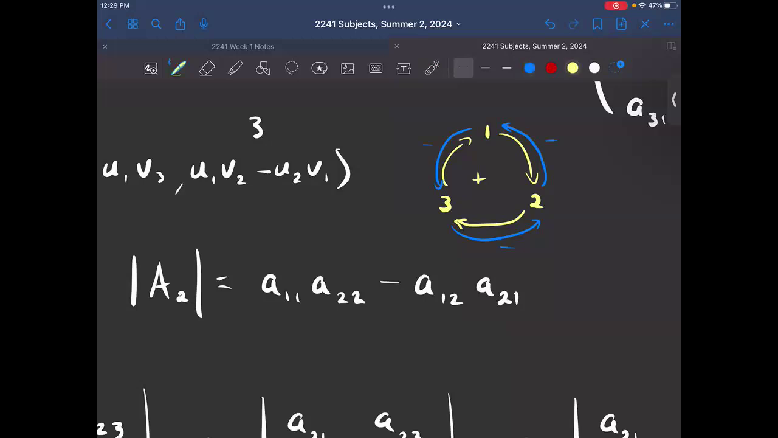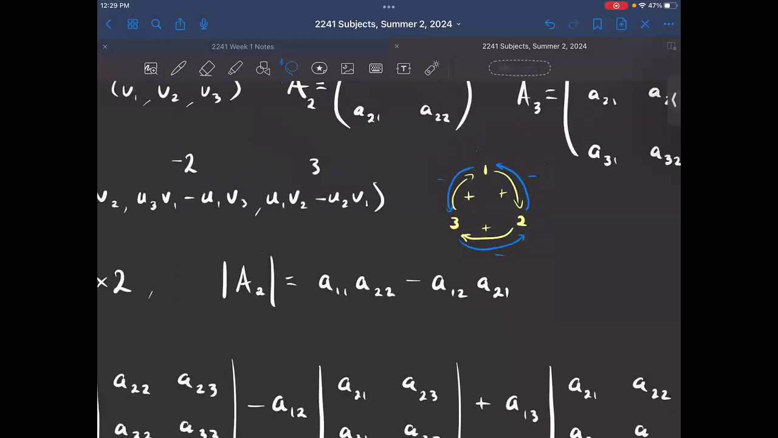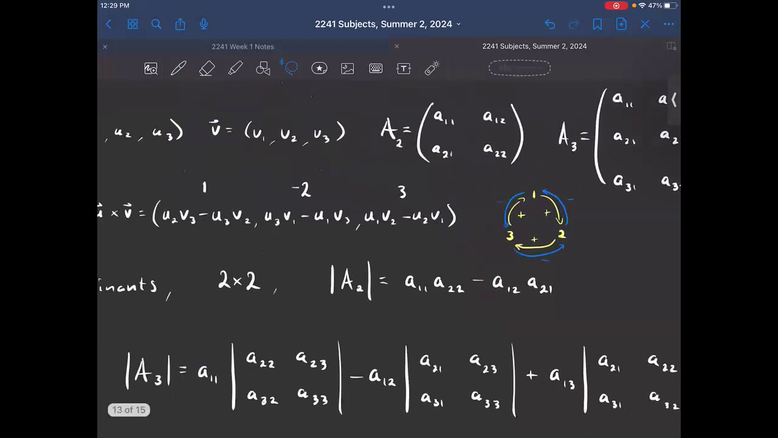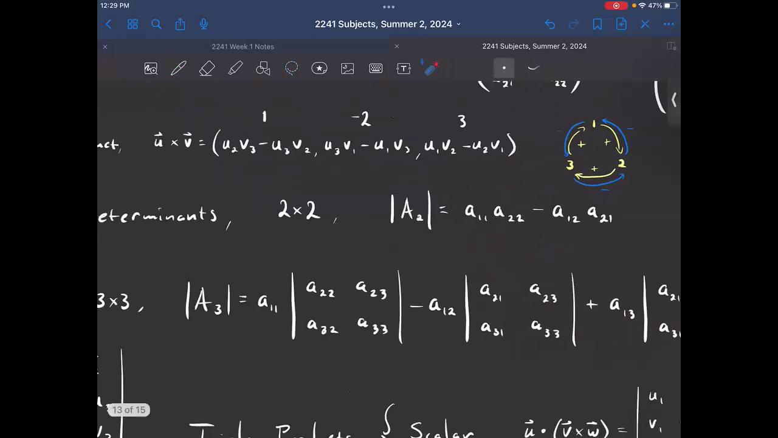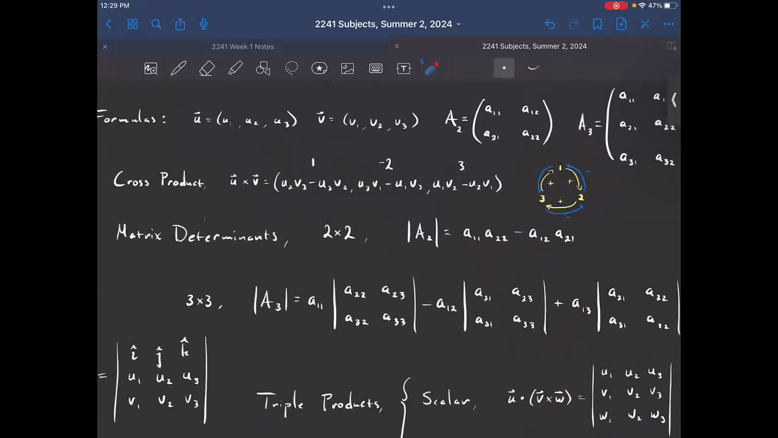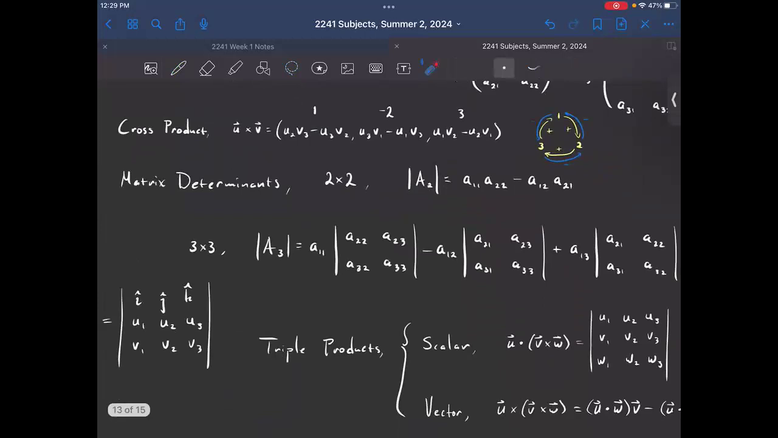There we go. So positive, positive, positive. And cross product can be a lot to remember, but that is hopefully helpful for getting that formula down. All right, so here's what else we have. This is going to help us as well for remembering that cross product formula.